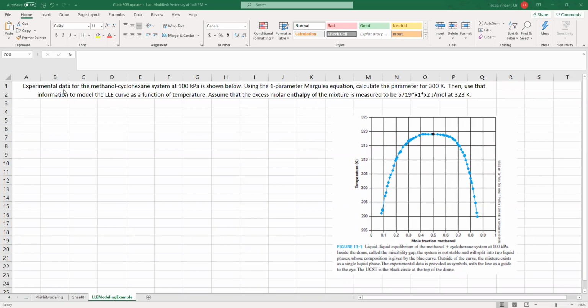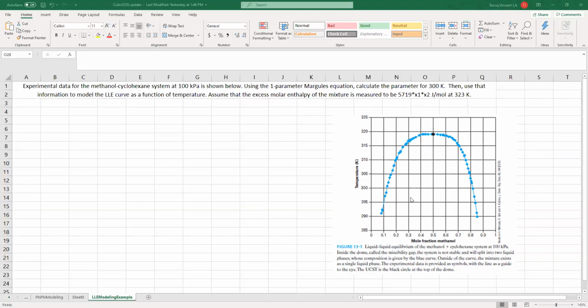So our problem statement formally says we have the experimental data as shown below. It's not tabulated, it's graphed, which will make the problem a little bit harder, but we can still do it. Using the one parameter Margules model to model this liquid-liquid equilibrium, calculate the parameter A of that Margules equation for 300 Kelvin. Then we're going to use that in order to try to replicate the entire curve, and we're also going to need some information about the excess molar enthalpy, and that'll come into play a little bit later.